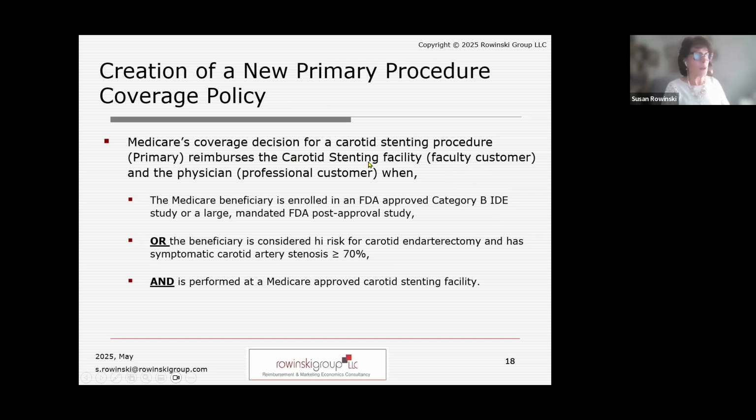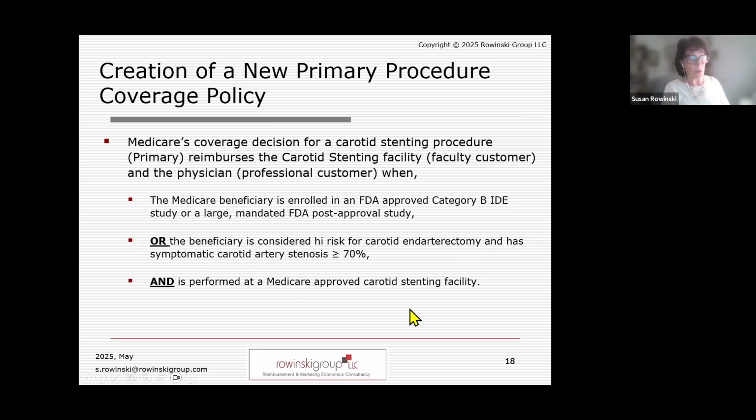Now, the primary procedure is carotid stenting, and here's a very high level summary of Medicare's coverage decision for the carotid stenting procedure to reimburse the carotid stenting facility. So once again, this is our facility and the physician who is our professional healthcare provider. It would only be done under the following conditions. A Medicare beneficiary is enrolled in an FDA-approved Category B IDE study or a large mandated FDA post-approval study. Or the beneficiary is considered high risk for carotid endarterectomy and has symptomatic carotid arterial stenosis greater than 70%. And it must be performed in a Medicare-approved carotid stenting facility.